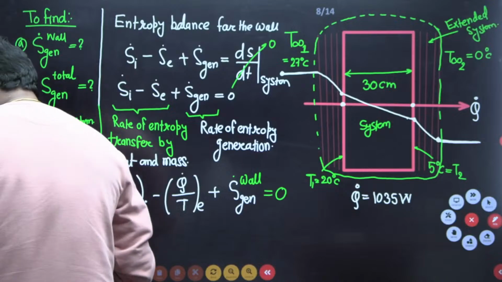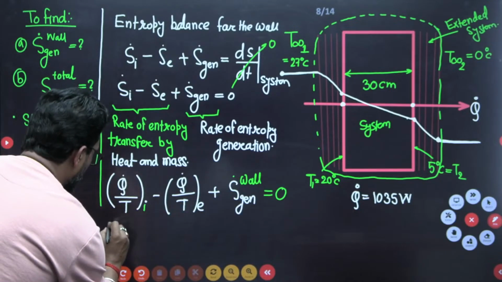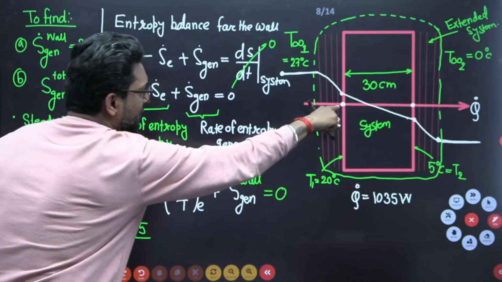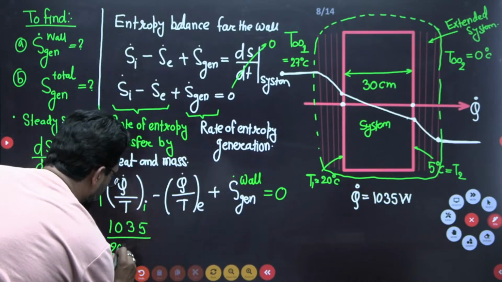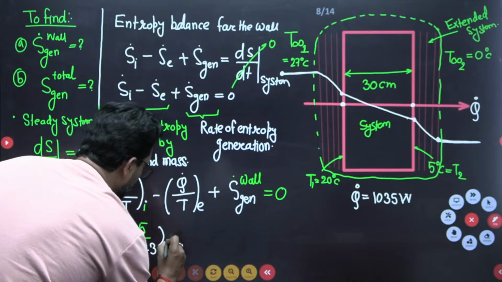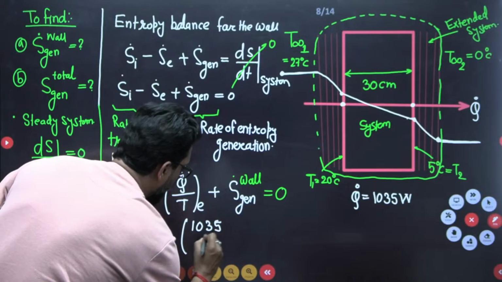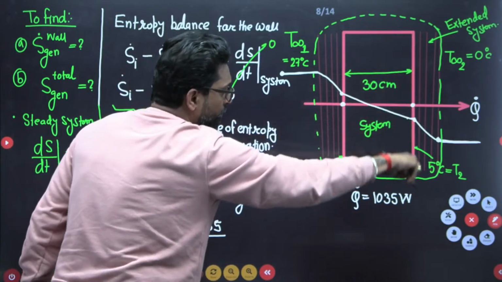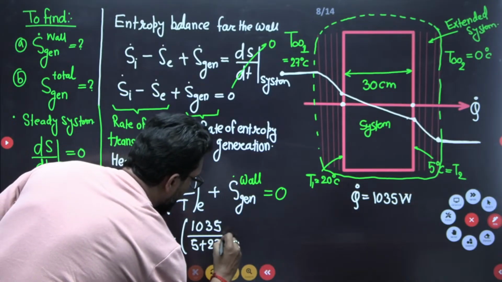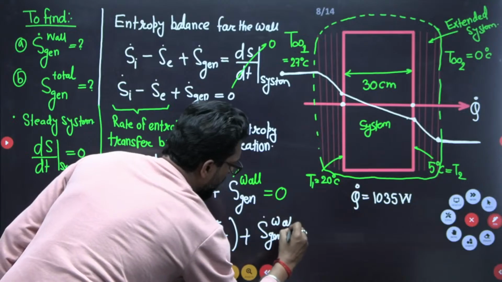So what is the heat transfer here? The heat is 1035 divided by what is the temperature at inlet? Temperature at inlet 20 plus 273. Very important, you have to always keep it in Kelvin. So this is in, minus the same heat out. What is the heat out? 1035. And what is the temperature at that point? The temperature of this wall face is 5 degrees. So 5 plus 273, plus entropy generation of the wall is equal to 0.